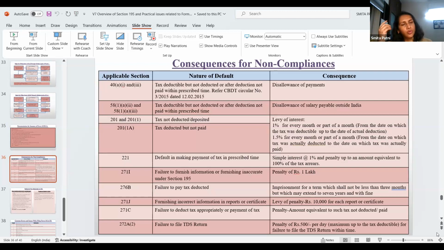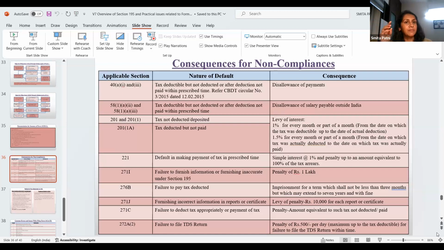Now the point is, if you do not deduct tax, what happens? Even if the payment is made to an Indian account, that means even if the payment is made in India to a non-resident, then 100% disallowance will be done under 40(a)(i). If payment is made outside India, obviously 100% disallowance is there.